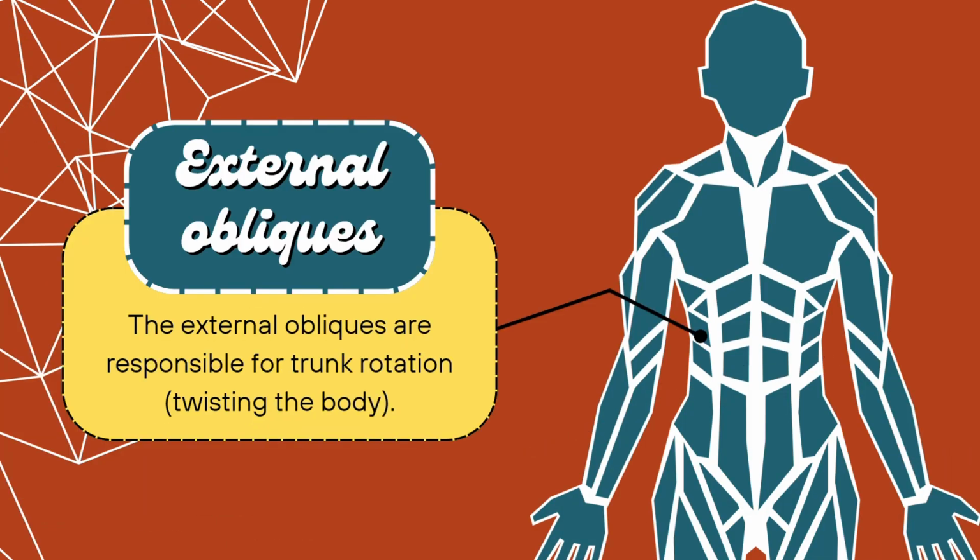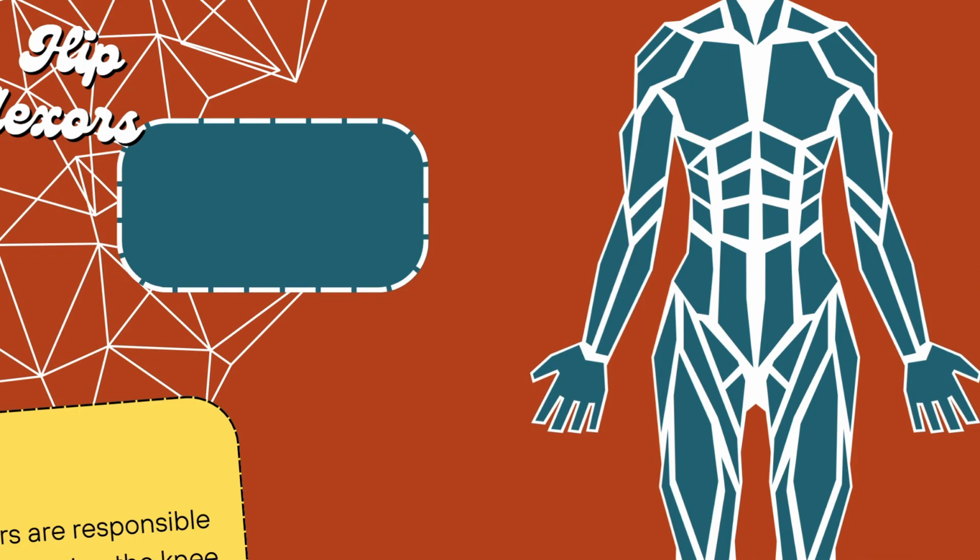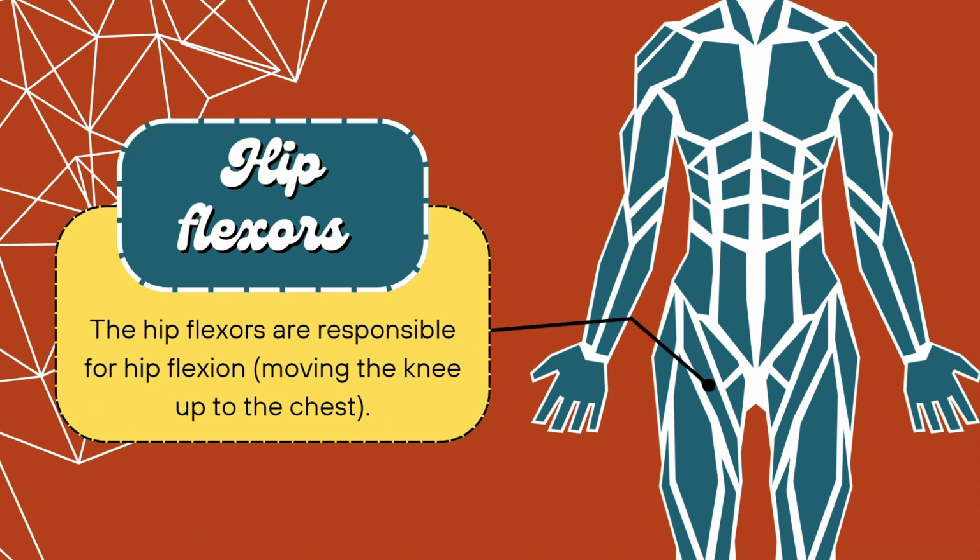Then we have the external obliques, part of the abs. Let's go. The external obliques are responsible for the trunk rotation, moving the torso. So, yeah. Then we have the hip flexors. Okay, pretty nice. I haven't even seen this one yet. The hip flexors are responsible for hip flexion, or moving the knee up to the chest.